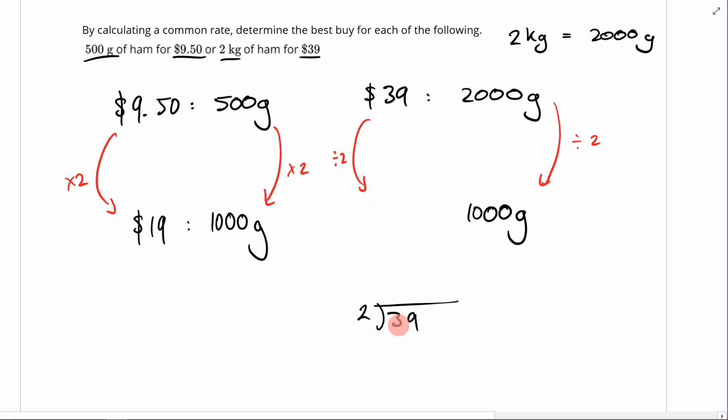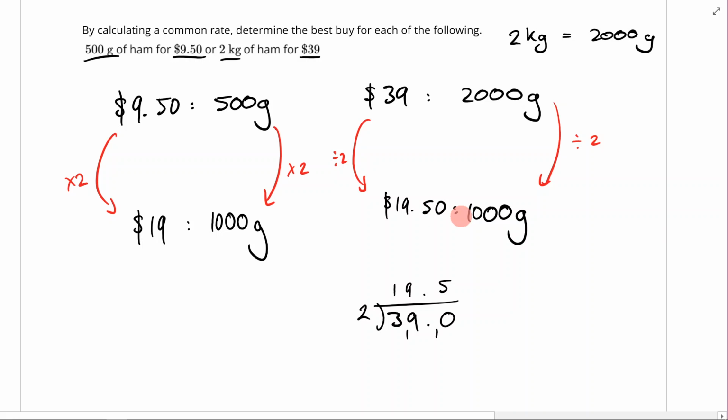How many times does 2 go into 3? Goes in 1 time with 1 left over. How many times does 2 go into 19? Well, 2 9s are 18. So it goes in 9 times with 1 left over. So you have to put a dot, put that 0 there, and put a 1 there, because that's now representing your 1 left over, which is now 10 here. How many times does 2 go into 10? 5 times. So it's going to be 19.50.